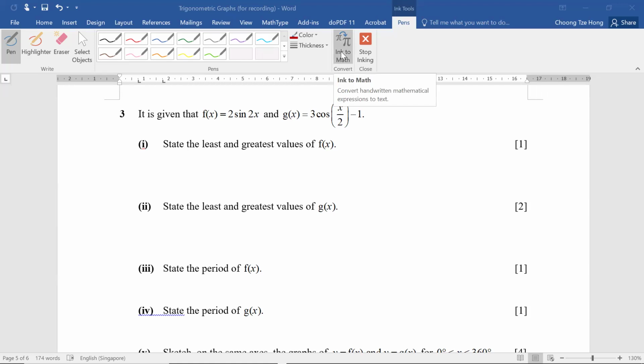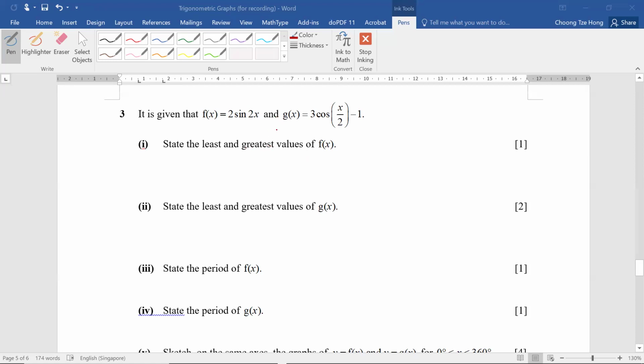It's given that f(x) is equal to 2 sin 2x and g(x) is equal to 3 cos(x/2) minus 1. They want us to state the least and the greatest value of f(x) for part 1, and the least and greatest values of g(x) for part 2. To state the least and greatest value, we usually look at two things.